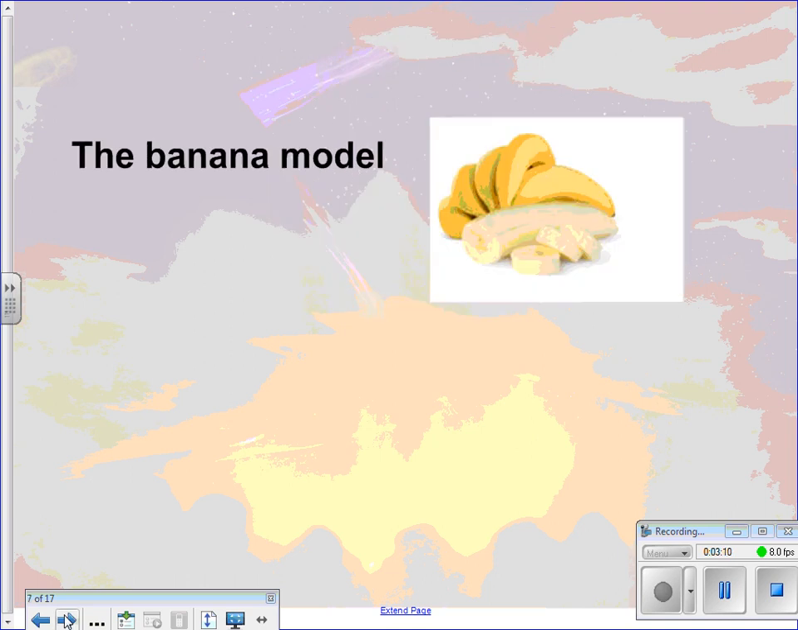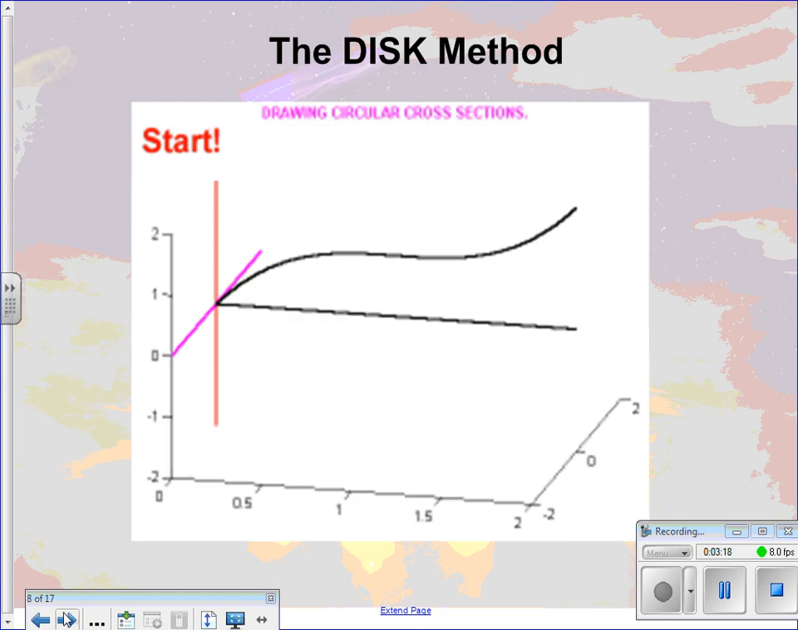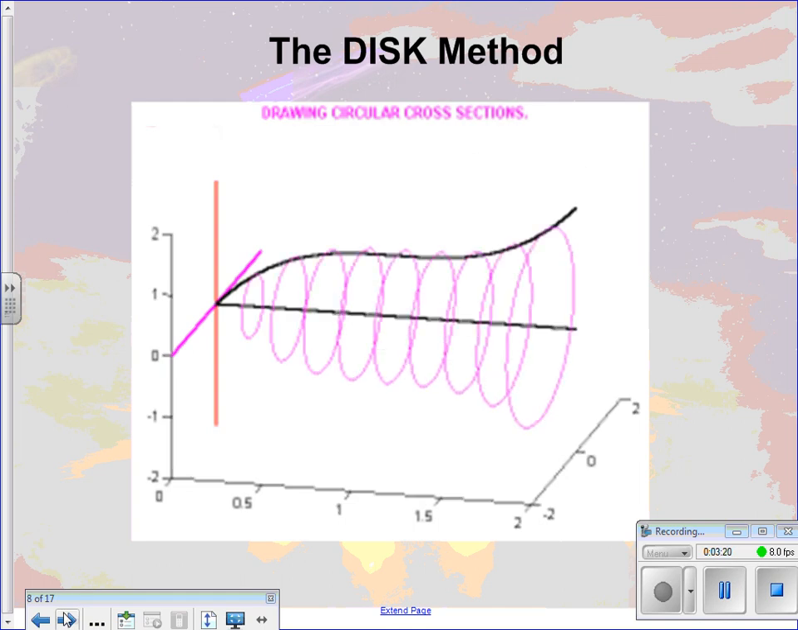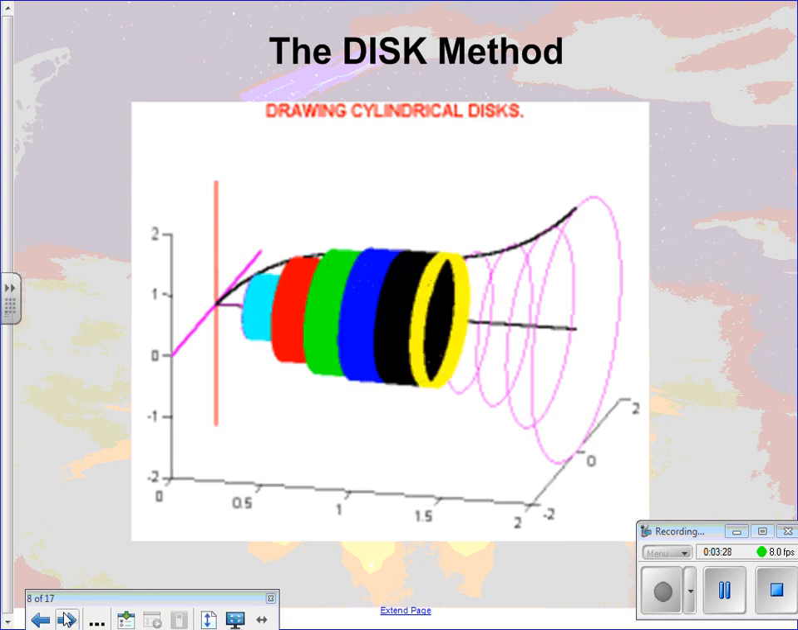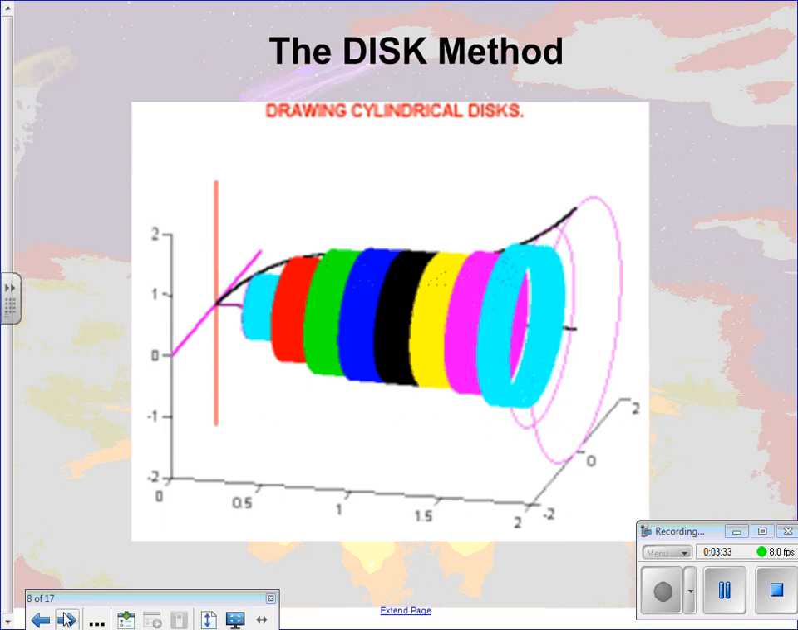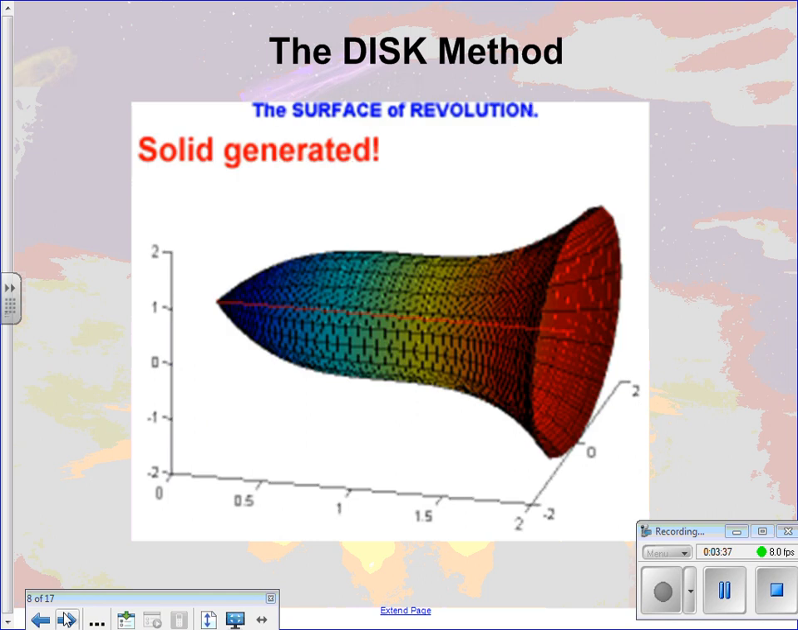Then I like this. This is the banana model, the idea of what we're doing here. So you want to find the volume of a banana. What do you do? You break it down into parts. So this is what we're going to be doing: breaking it down, finding the individual rectangles, rotating those individual rectangles around, creating a disk, and adding all the disks together to get a solid.